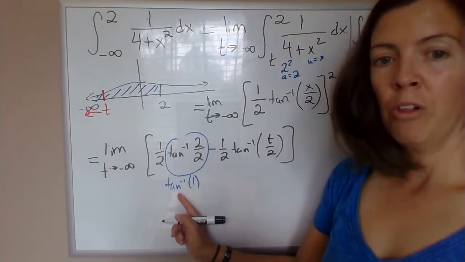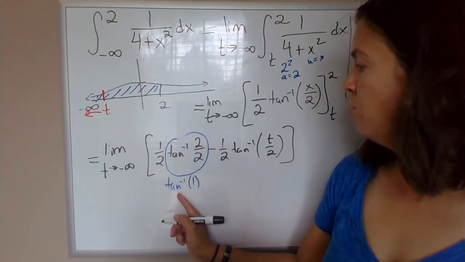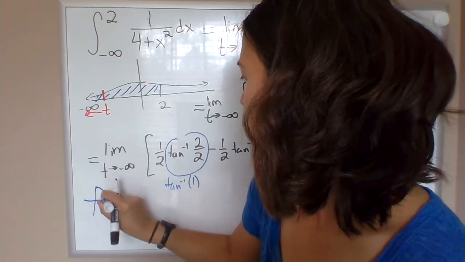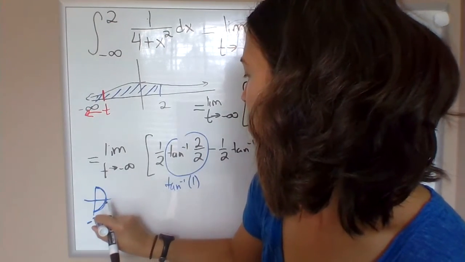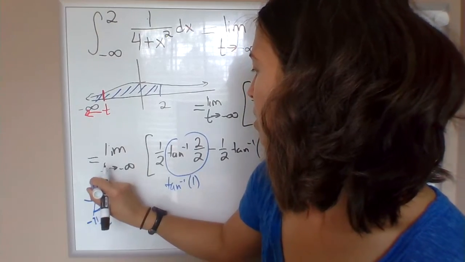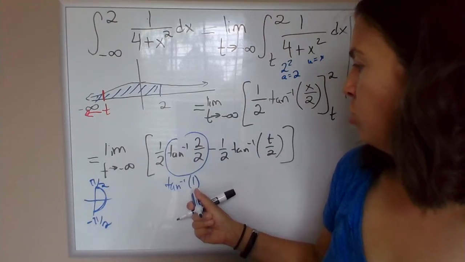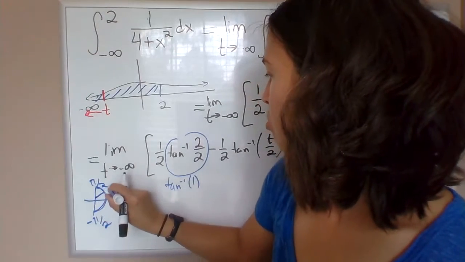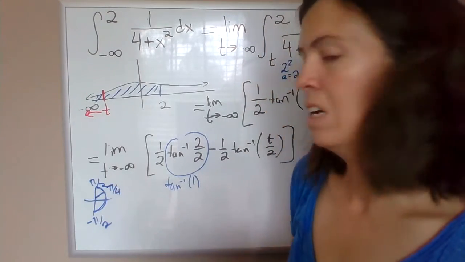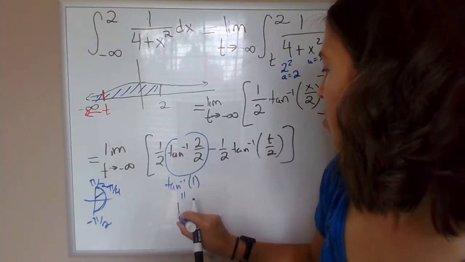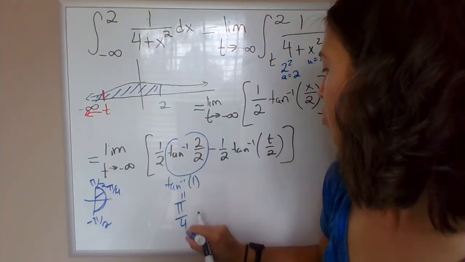If you recall, the restricted range for inverse tangent is negative pi over 2 to pi over 2. In terms of the unit circle, it looks like this. And so we're looking for when in that interval is the output of the tangent function 1. And that's true at pi over 4 radians. Tangent of pi over 4 is equal to 1. So this is equal to pi over 4.